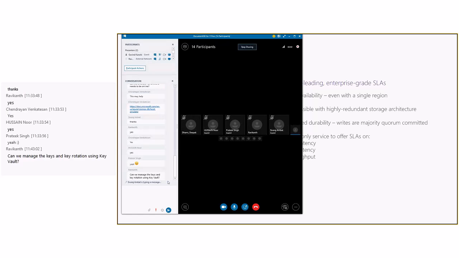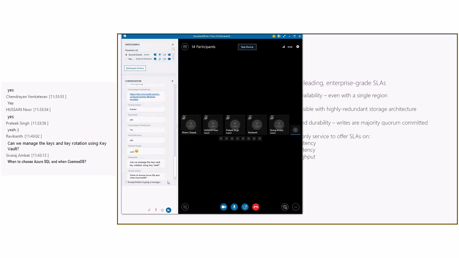Ravi, today we are planning to integrate that with Key Vault, but there are customers of ours who take the key and store it inside Key Vault. Over a period of time, we will provide that particular integration, definitely.